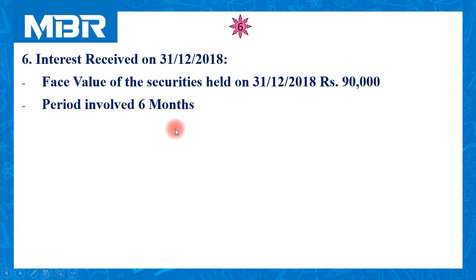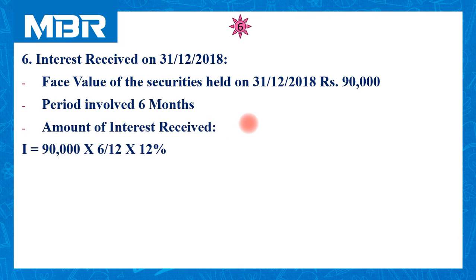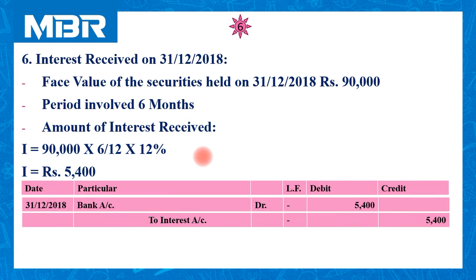Period involved in the calculation is 6 months, and the amount of interest received we need to calculate using the formula I = PRN/100. Principal amount 90,000, rate of interest 12%, and the period involved in this calculation is 6 months. So 5,400 rupees received on December 31st, 2018. Let us pass the journal entry for the receipt of the interest.